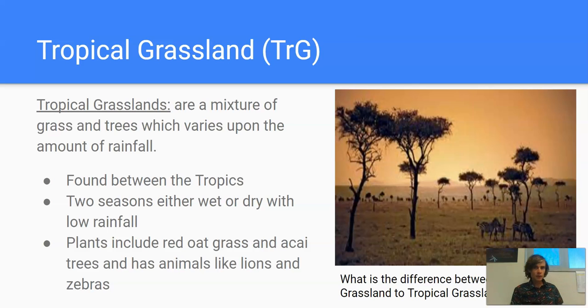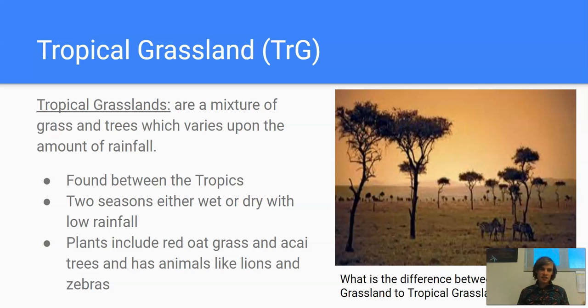Next one would be a tropical grassland. A tropical grassland is different than a temperate grassland because they are found closer to the equator. There's a mix of trees and grass, and these vary depending on the amounts of rainfall. They're often found between the tropics and near the equator. So imagine Africa: you have the equator and all the rainforest, and then just below it you have these tropical grasslands with zebras and elephants, those kinds of things.